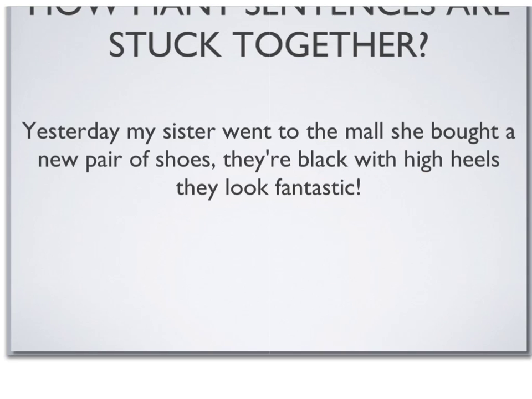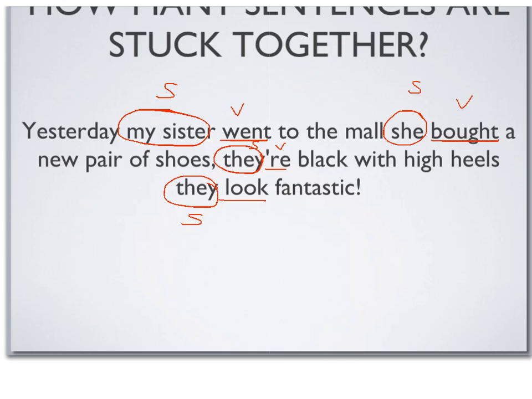Here's another practice sentence. How many little sentences do you see stuck together? Pause the video while you count the sentences. Decide how you want to connect them. I see 4 sentences put together here. Here's the first one. My sister is the subject and went is the verb. She is the subject and bought is the verb. That's 2 pairs. They're black. They is the subject. Are is the verb. And they look fantastic. They is the subject and look is the verb.